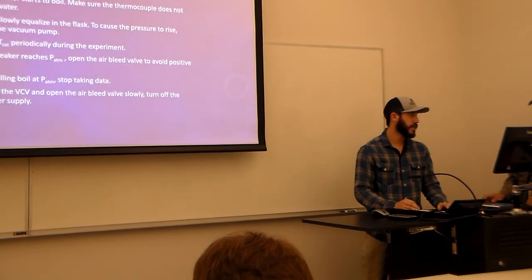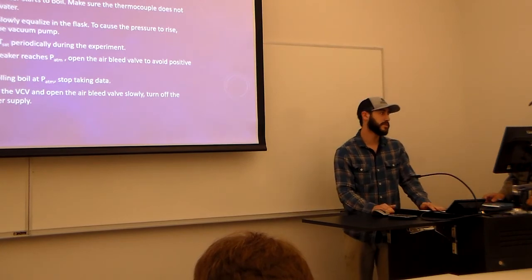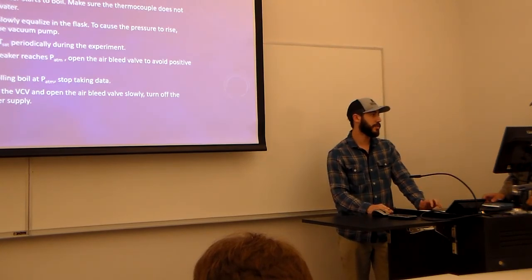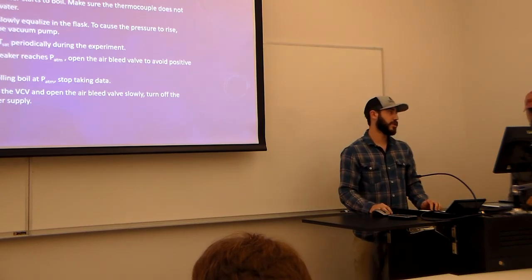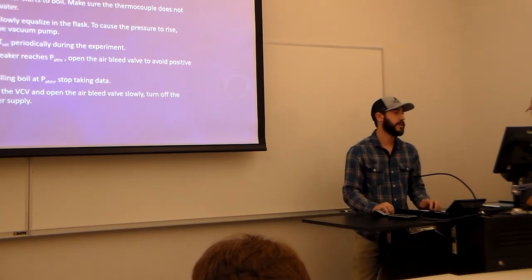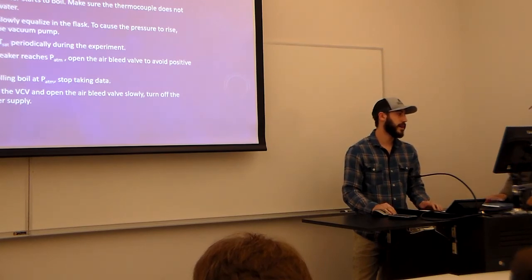So then we're going to get into the experiment once the setup is done. You're going to want to turn on the vacuum pump and bring the flask to the lowest possible volume, lowest possible pressure, and leave the vacuum control valve open. You're going to want to turn on the hot plate to the hottest setting, which is the high setting. Begin logging data after the water starts to boil, and make sure the thermocouple doesn't touch anything besides the water, or the boiling beads either.